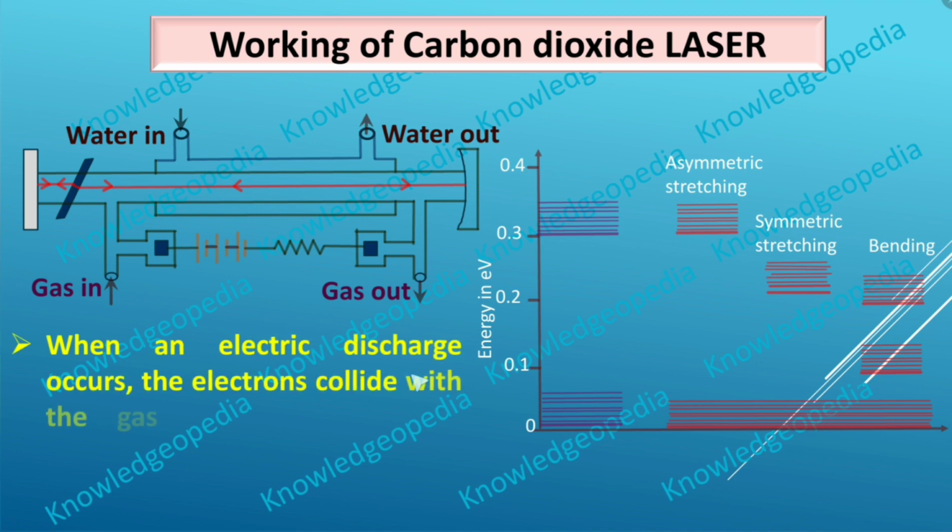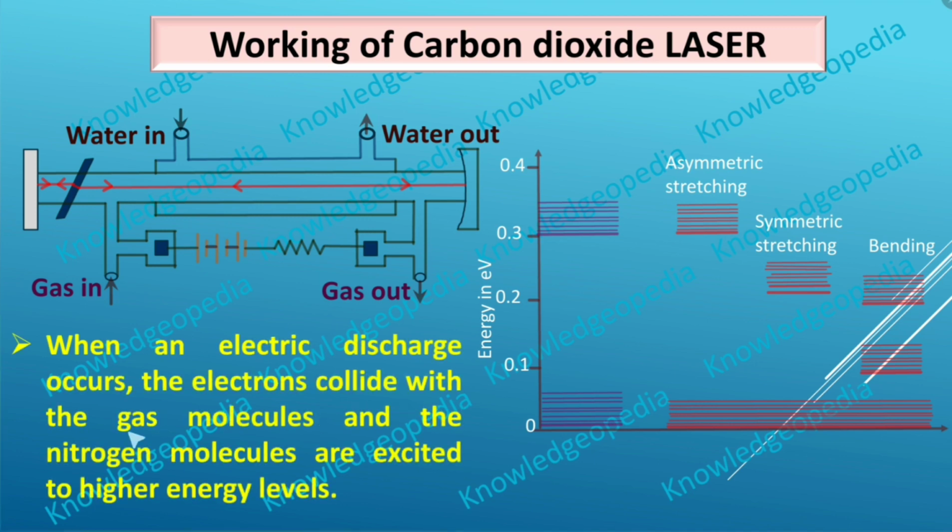So when an electric discharge occurs, the electrons collide with the gas molecules and the nitrogen molecules are excited to higher energy level. So when we switch on, the power will be given to these two electrodes, and because of that the discharge will be produced, and because of that electric discharge the electrons will move through this discharge tube, and while moving in this discharge tube they will collide with the gas molecules, and because of those collisions the nitrogen molecules are excited to higher energy level.